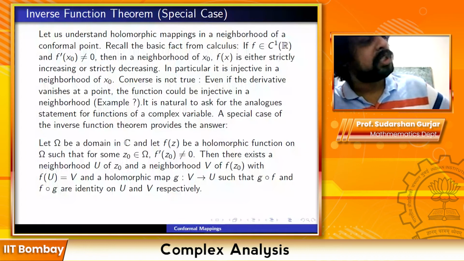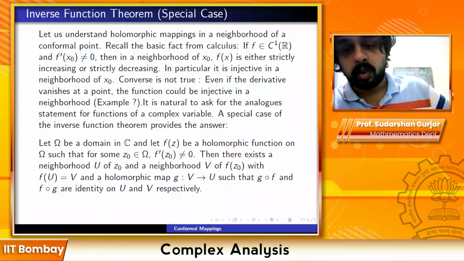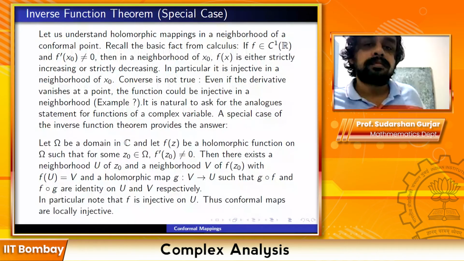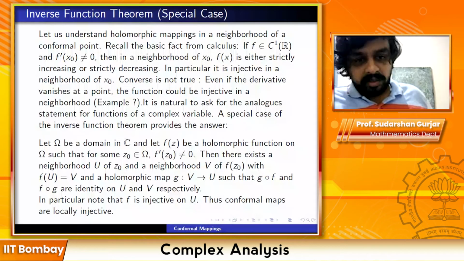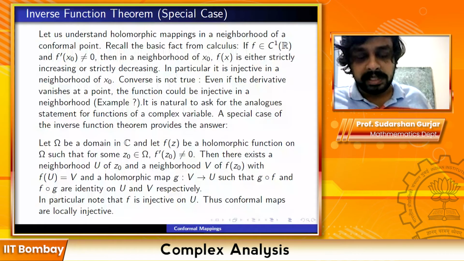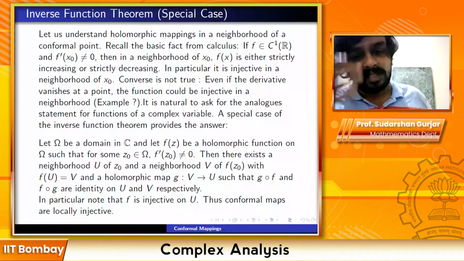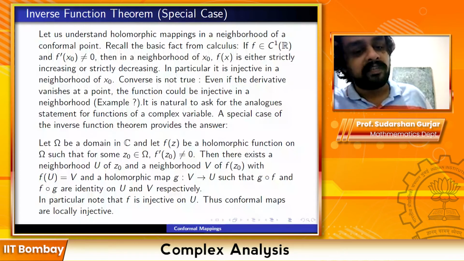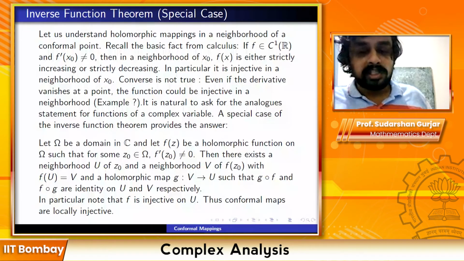So a non-zero derivative always implies that the function locally has an inverse. In particular, note that f is injective on u. If a function admits an inverse, that function has to be injective. This is basic set theory. So conformal mappings are locally injective always.